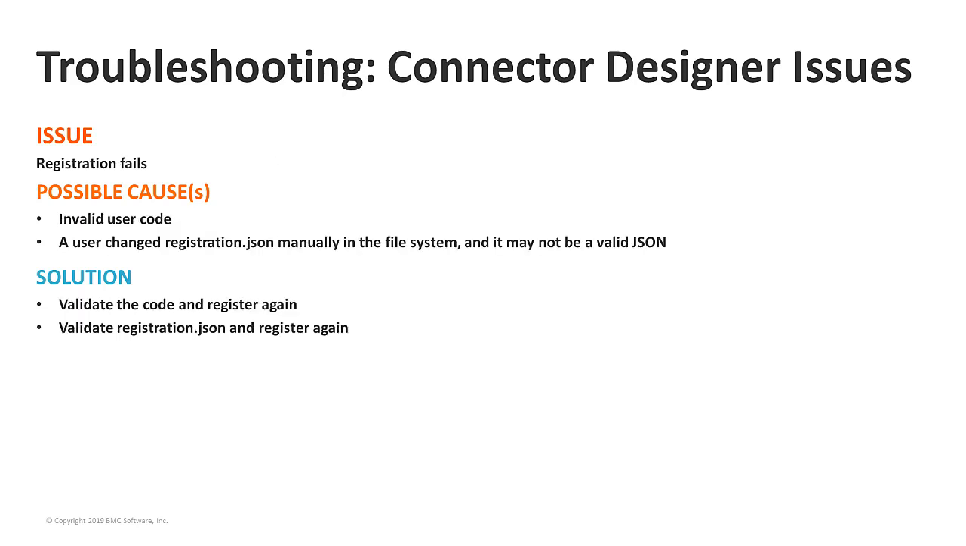Another issue, registration fails. It could be invalid user code. A user may have changed the registration JSON manually and it may not be valid JSON. Solutions are validate the code and validate the registration JSON. Another thing, as Jimmy encountered, if that version has already been registered, it'll come back and say version whatever is already registered, which is more of a warning than an error, but you can always up the version and then re-register if you need to.